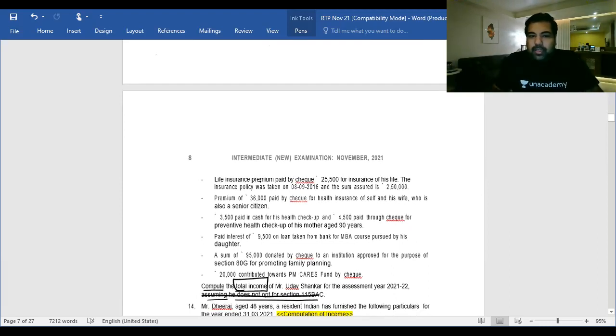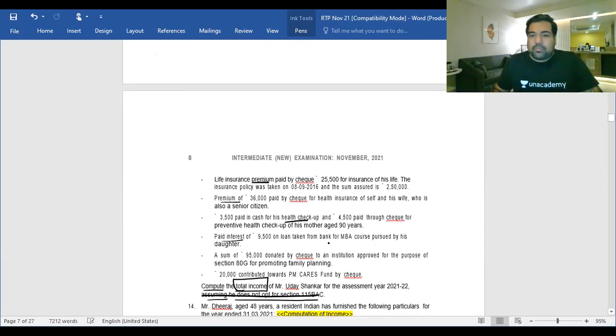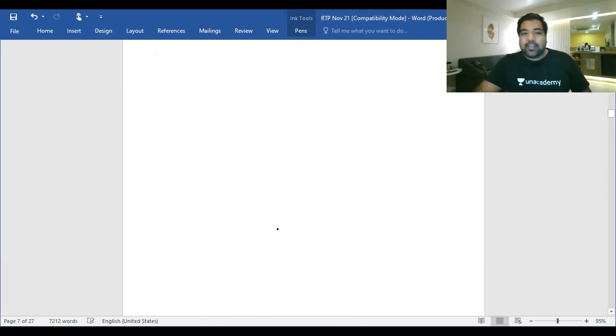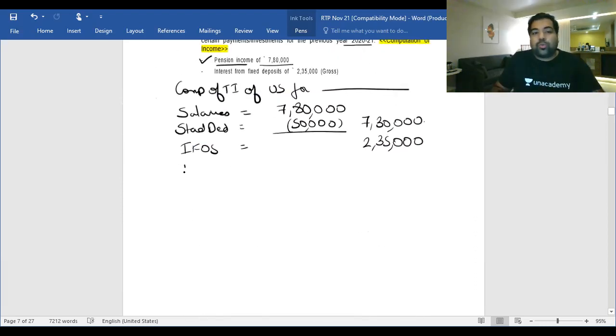Life insurance premium, that's a deduction. Premium, again, that's a deduction. Health checkup, that's a deduction. Interest for MBA course, that's a deduction. Check for promotion of family planning, that's a deduction. And PM Cares Fund, that's a deduction. So guys, the income is done. So I'm just going to write total income is 7,30,000 plus 2,35,000, which is 9,65,000.